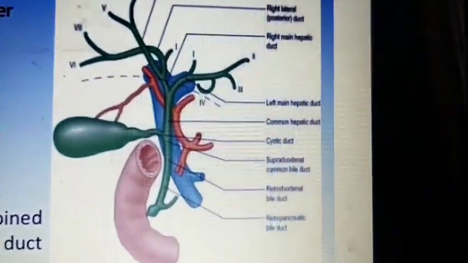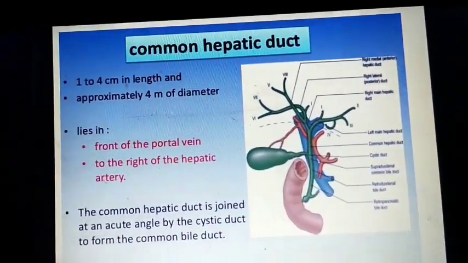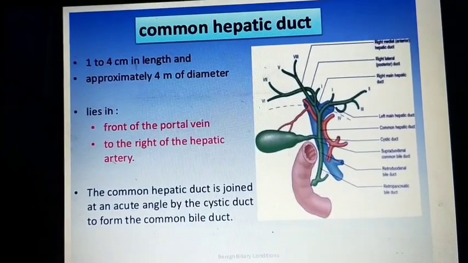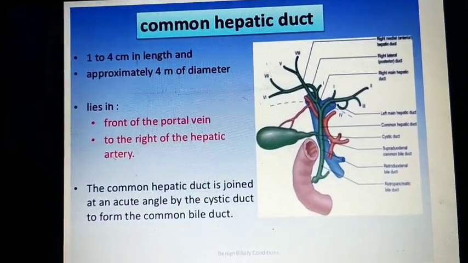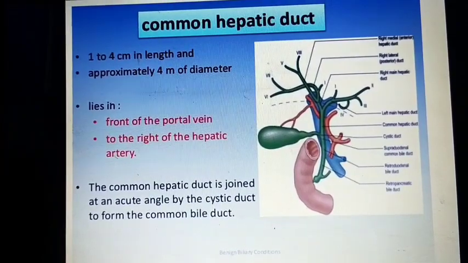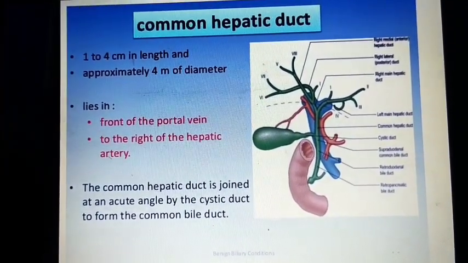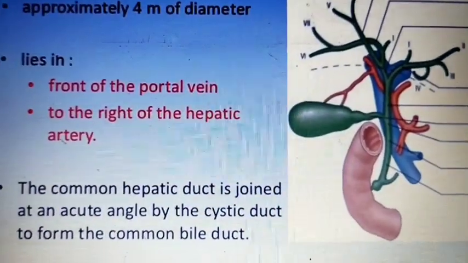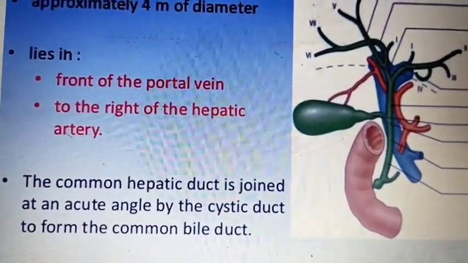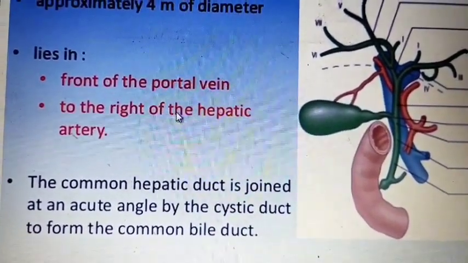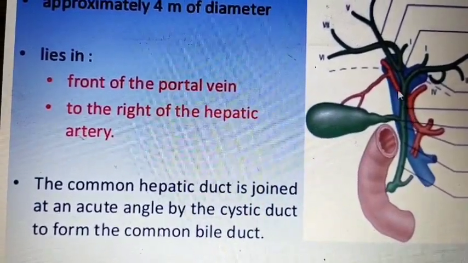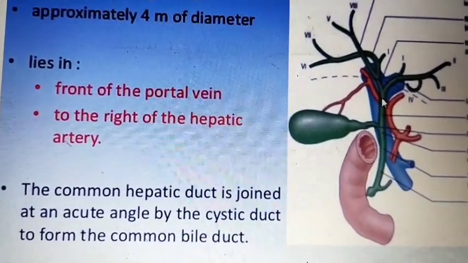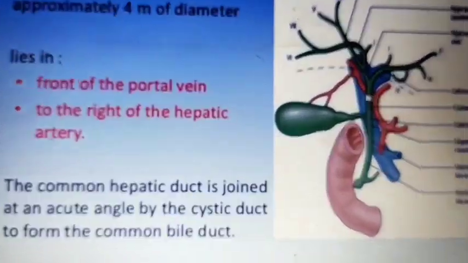Okay, this is a biliary tree. Before we go to the right and left hepatic duct, first we go for the anatomy of the common hepatic duct. The common hepatic duct is 1 to 4 centimeters in length and approximately 4 mm in diameter. It lies in front of the portal vein and to the right of the hepatic artery. You can see this is the portal vein, and this is the hepatic artery.